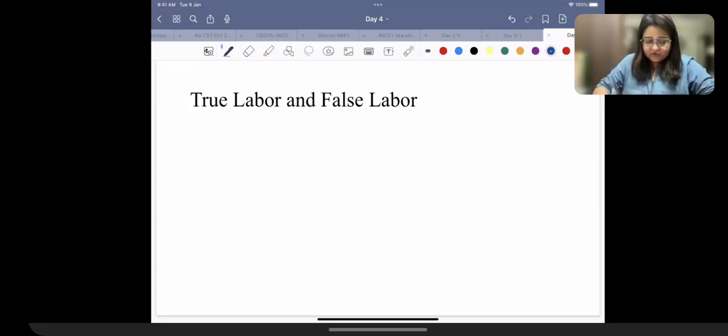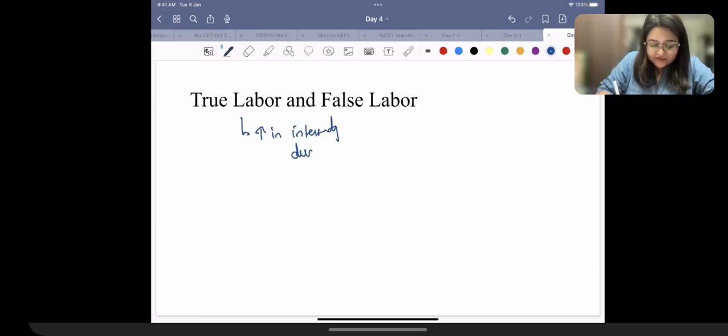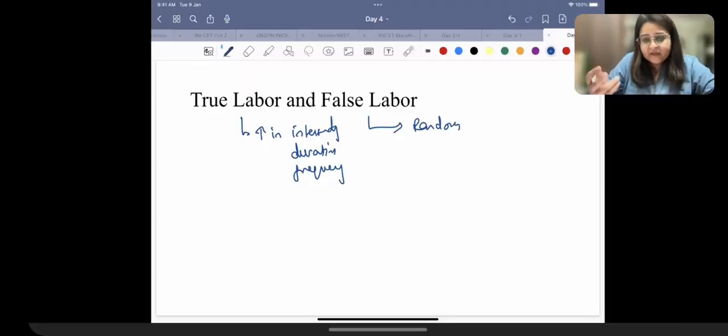What is true labor? True labor pains are pains which are increasing in intensity, increasing in duration, okay, and increasing in frequency. Whereas false labor, they are random. ठीक है, कभी आ रहा है कभी नहीं आ रहा है. They don't increase in intensity, duration or frequency.